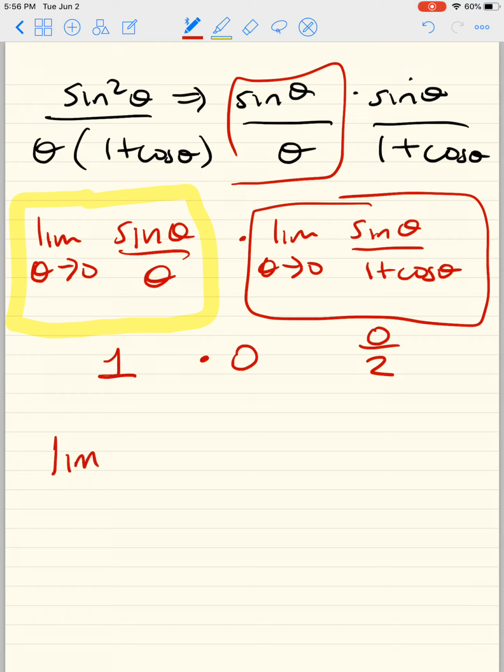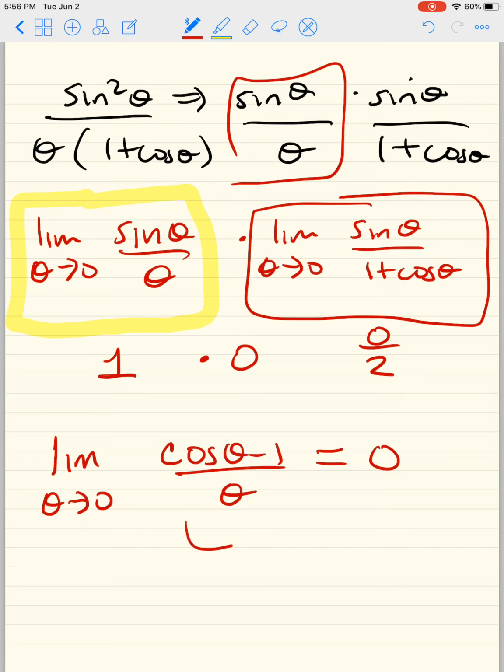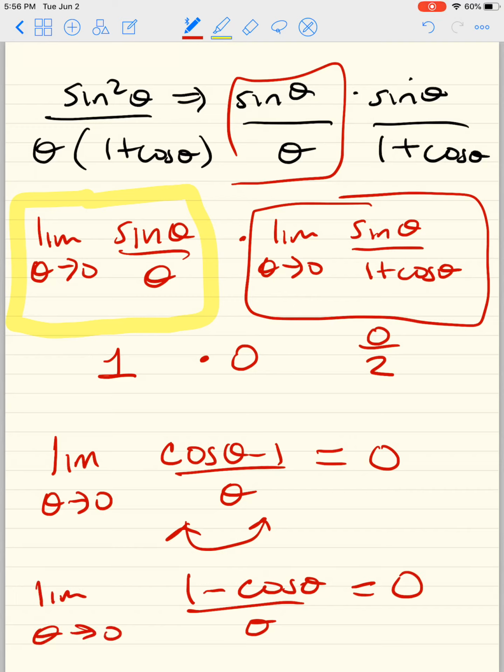Therefore, now we have the limit as theta approaches 0 of cosine theta minus 1 over theta is equal to 0. Or you can reverse it and say the limit of 1 minus cosine theta over theta is equal to 0 as theta approaches 0. So that's what we got for this.